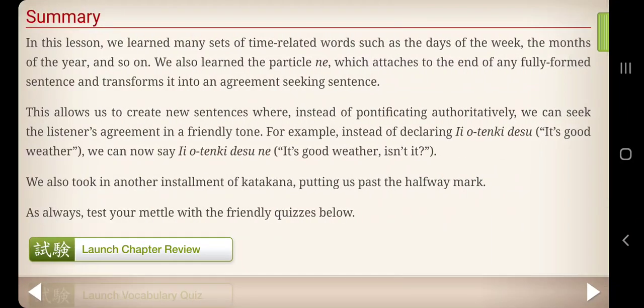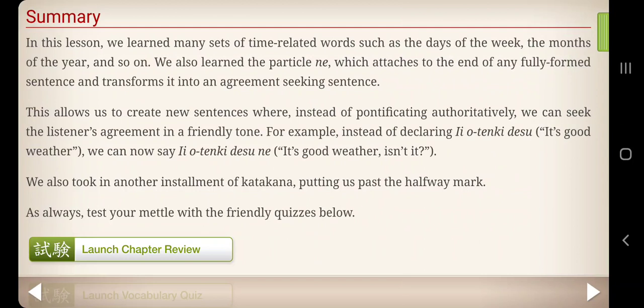Summary. In this lesson, we learn many sets of time-related words, such as the days of the week, the months of the year, and so on. We also learn the particle ne, which attaches to the end of any fully formed sentence and transforms it into an agreement-seeking sentence. This allows us to create new sentences where, instead of pontificating authoritatively, we can seek the listener's agreement in a friendly tone. For example, instead of declaring いいお天気です, it's good weather, we can now say いいお天気ですね, it's good weather, isn't it? Before we were just like いいお天気です, and now we're like いいお天気ですね.